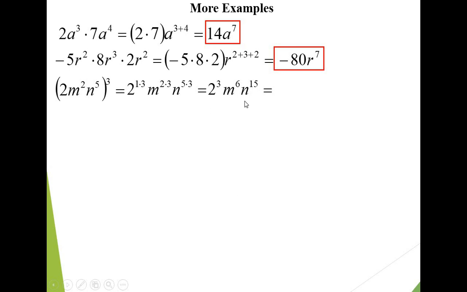Now you still can simplify this further because 2 to the 3rd power means that you must multiply 2 three times. So you're going to multiply 2 times 2 times 2. And 2 times 2, that's 4, and 4 times 2, that's going to give you 8. So this can further simplify to give you 8 m to the 6th power and n to the 15th power. All right?